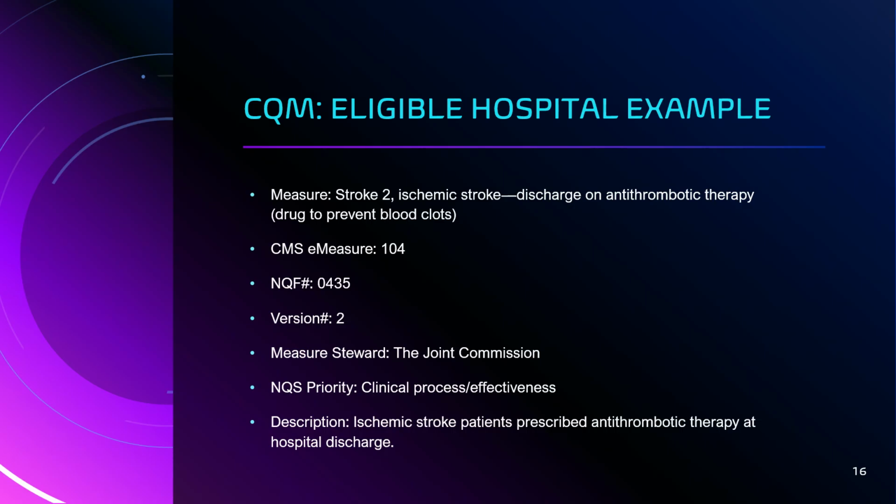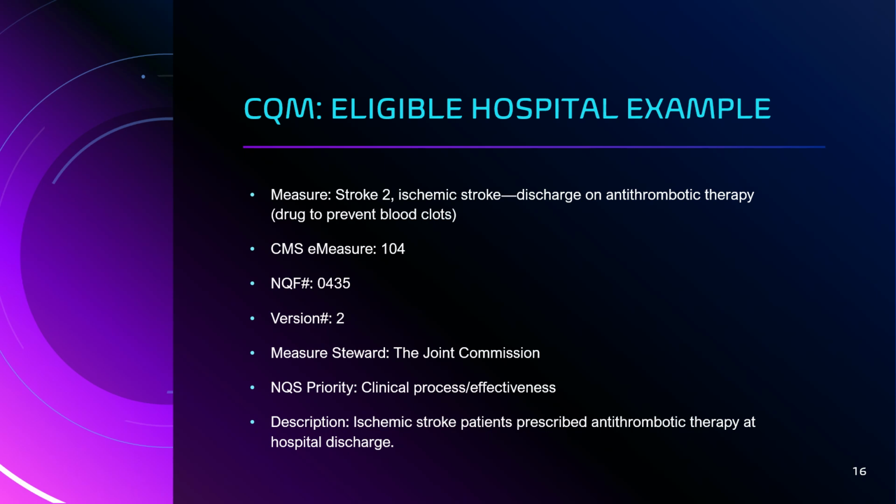Like the professional measures we talked about earlier, the hospital measure is carefully defined and tracked across multiple programs. It comes with a CMS e-measure ID, a national quality form number, and a version number. The Joint Commission is the steward of this particular measure, meaning they oversee its definition and how it's used. And it lines up with the national quality strategy priority of clinical processes and effectiveness. The measure description is simple but powerful: ischemic stroke patients prescribed antithrombotic therapy at hospital discharge.